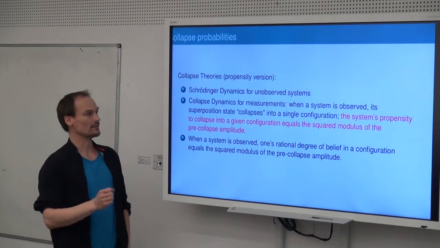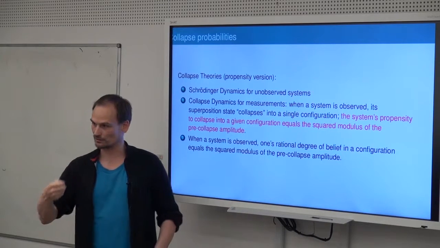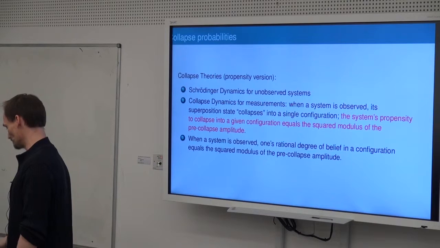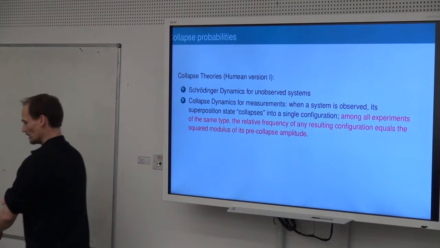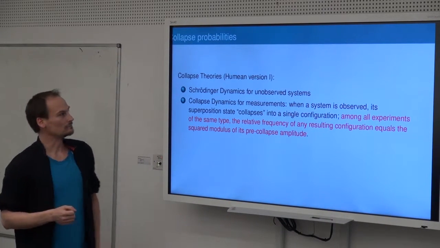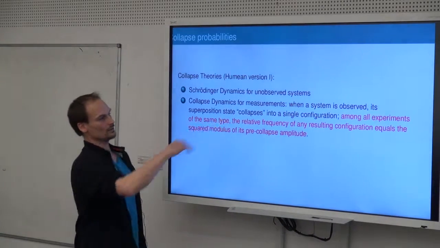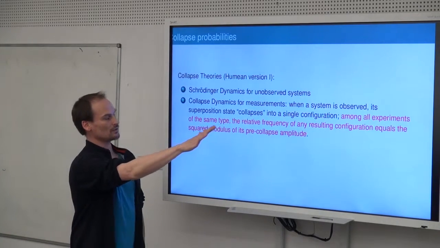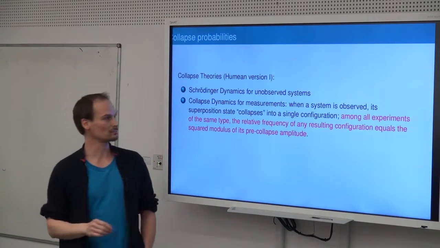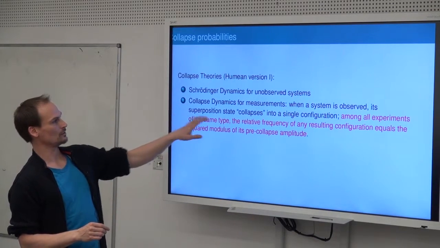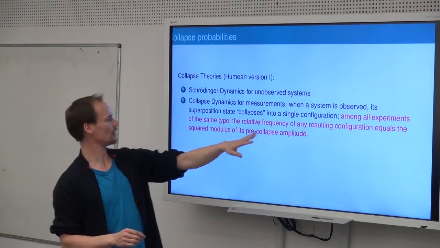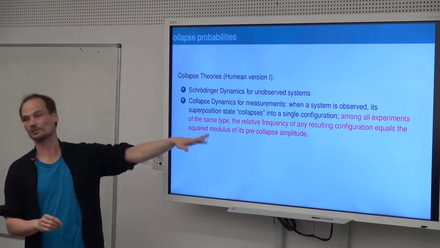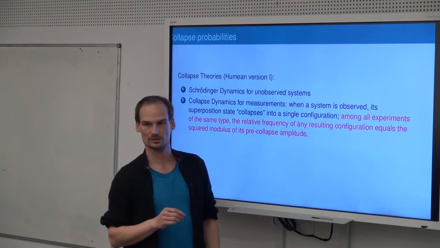Even if we grant them that there is what they say there is, this fundamental physical quantity that represents propensities of evolving one way or another. So the last man standing are Humean theories. So here we replace the probability claim by, in the simplest version, a claim about relative frequency. So the Born rule would say that when a system is observed, there's a collapse, and among all experiments of the same type, the relative frequency of any resulting configuration equals this squared length of the arrow.